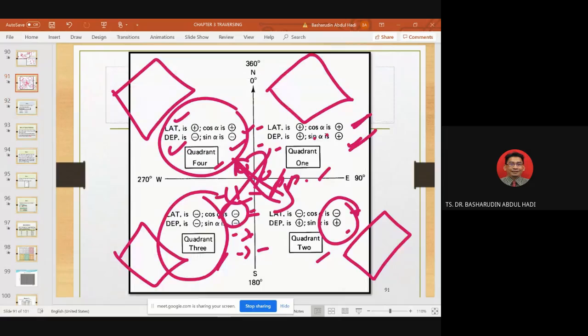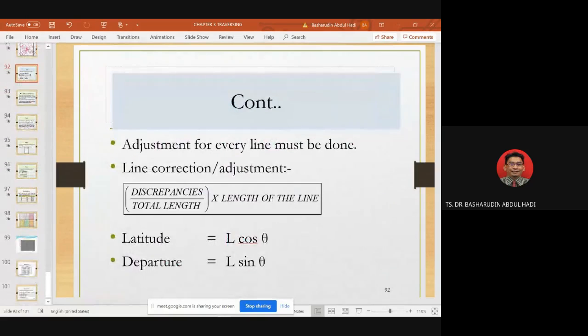We already finished. Now we're going to slide 92. So adjustment for every line must be done. After we calculate the latitudes, we must do what we call the adjustment. Line correction divided by adjustment is equal to discrepancy divided by total length. Discrepancy means the error. And error comes from the equipment, maybe from you, maybe from the weather, times by total length.